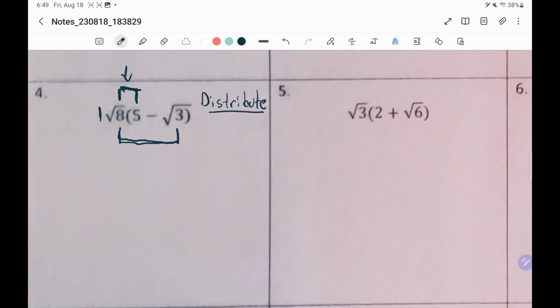Now, in this case, what do I have on the outside of my radical right here? I have a 1, an invisible 1. So the 5 and the 1 are actually going to multiply first with those two.